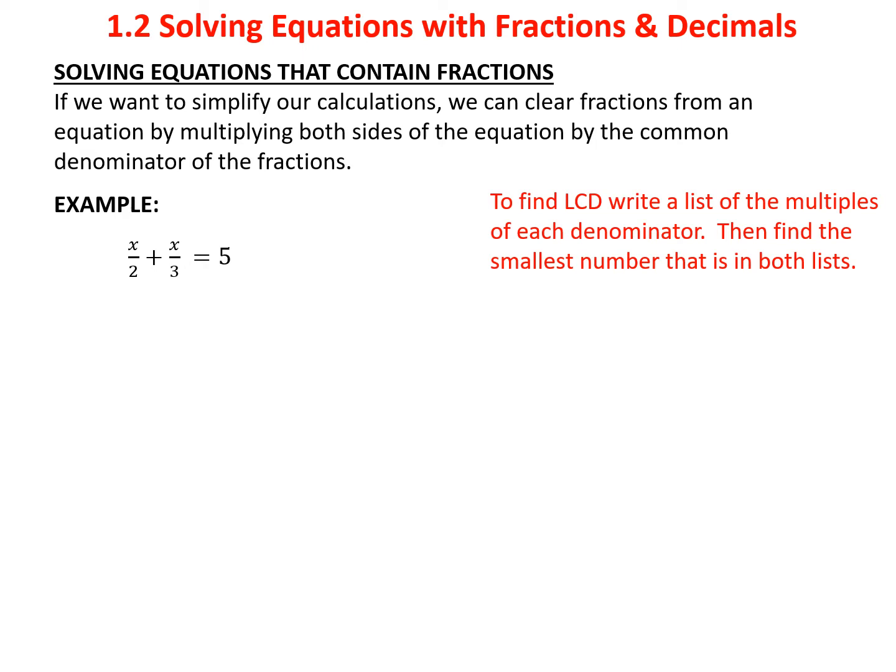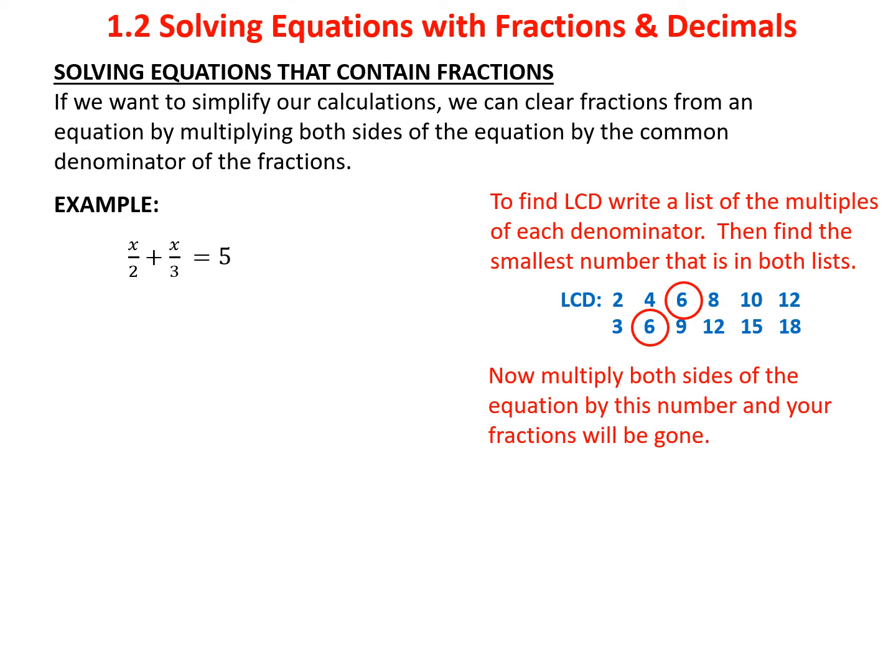If I want to find the lowest common denominator, I write a list of the multiples of each denominator. Notice in our problem we have denominators of 2 and 3, so I list this. 2, 4, 6, 8, count by 2s. Count by 3s: 3, 6, 9, 12. My least common denominator is the smallest number that's in both lists. And if we look at this, our smallest number is 6. So that's our lowest common denominator.